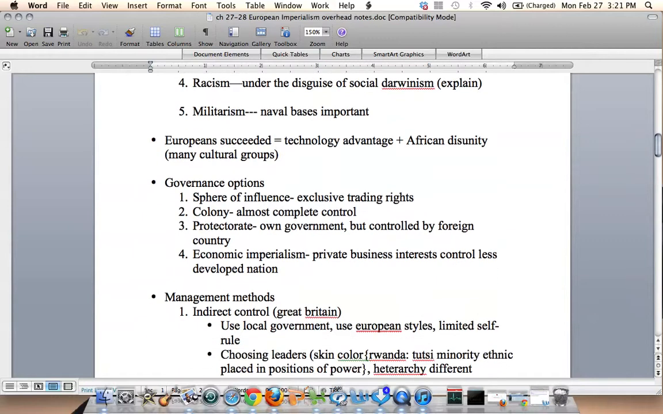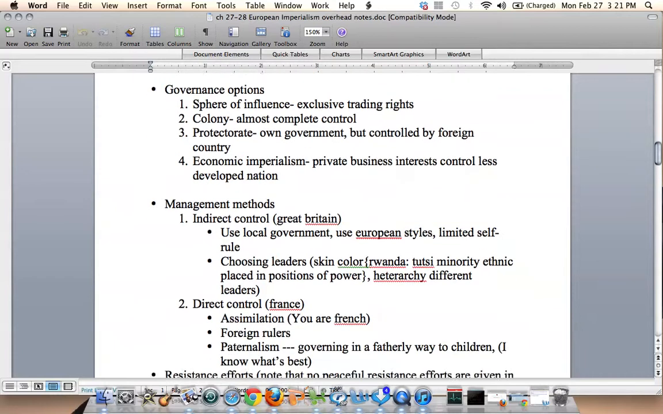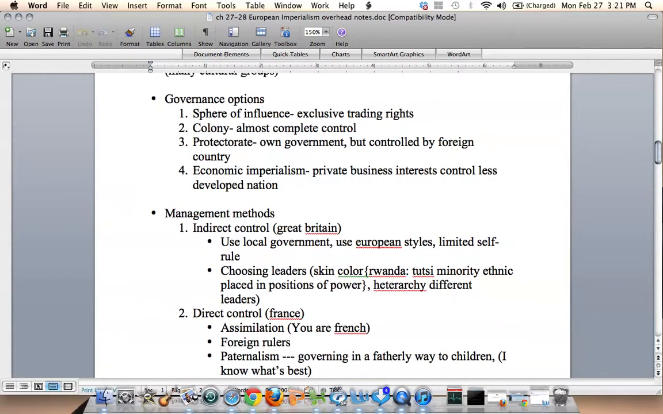Within those government options, there were management methods. You could use indirect control or direct control. The British often used indirect control, but not everywhere. This is where you use the local government. And you teach those people, or you use the local people, you teach them European styles of government and give them limited self-rule. Now, how do you choose the local leaders then?